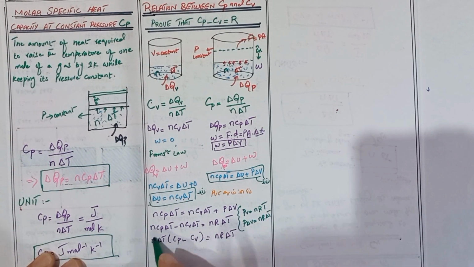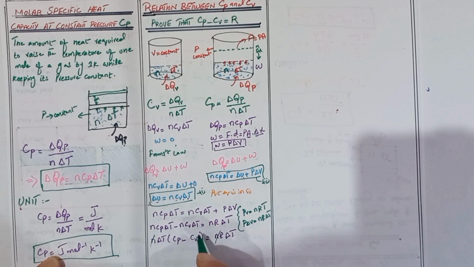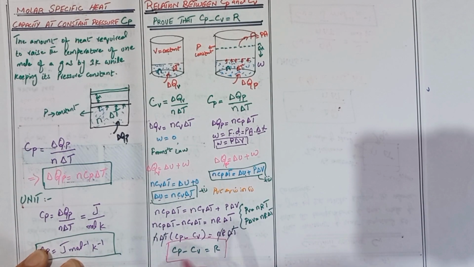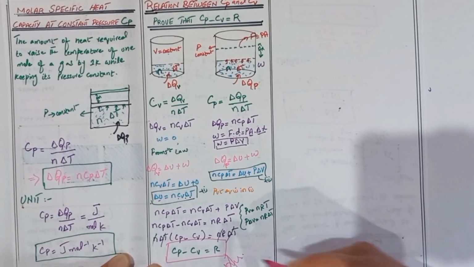Now we cancel out n from the right side and the left side of the equation, and delta T on the left side and right side also cancels out, so we get Cp minus Cv is equal to R. This is the equation that we prove: Cp minus Cv is equal to R. That is our answer.